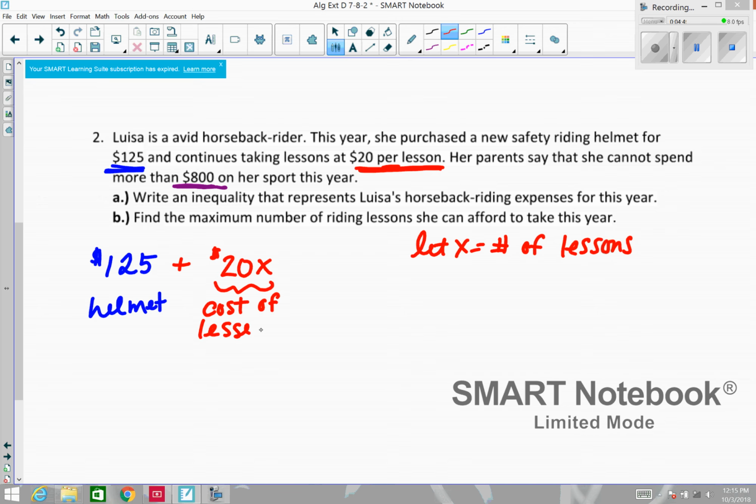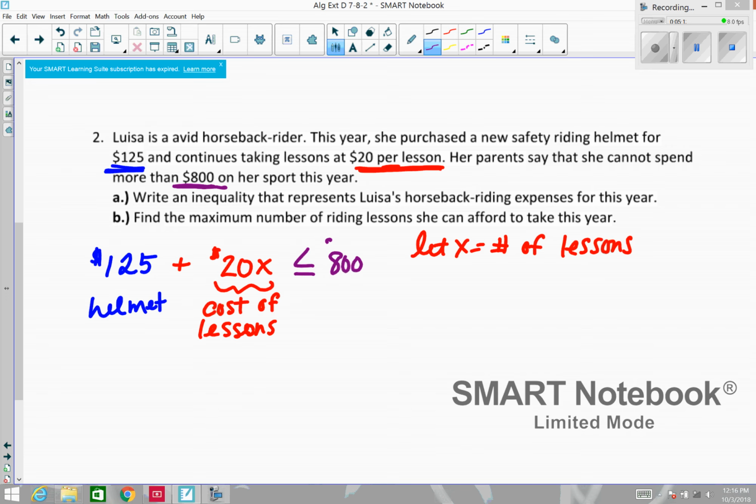So total expenses then is going to be the cost of the lessons added to the cost of the helmet. And that number cannot be over $800. It can be equal to 800, and it can be less than 800.